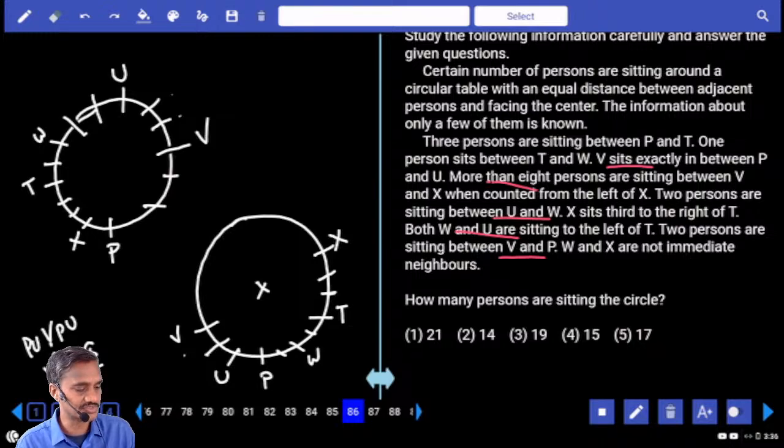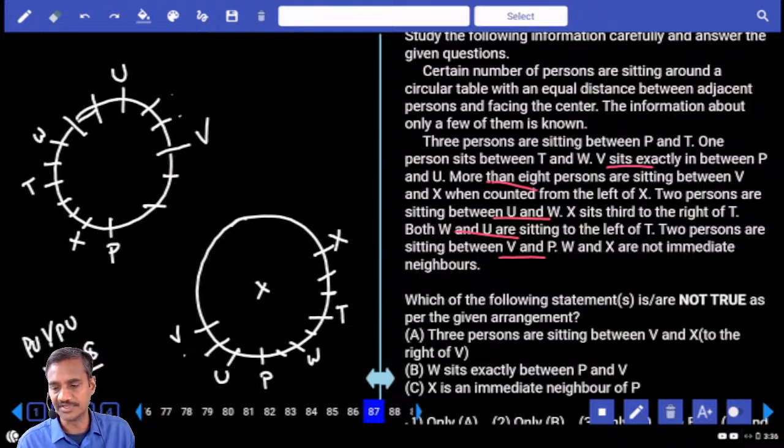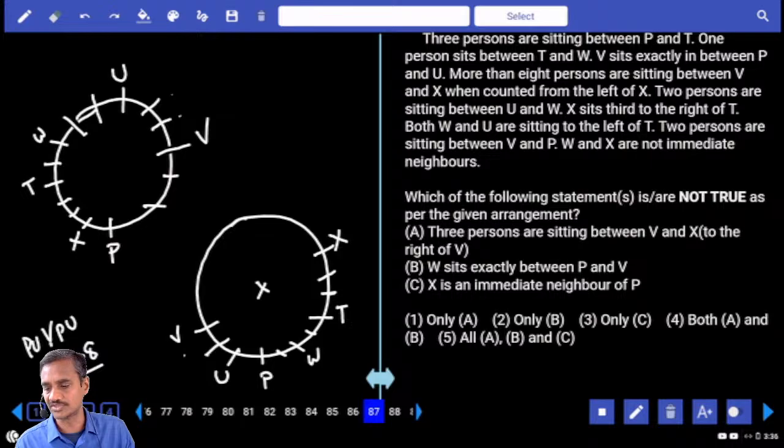Question 87: which of the following statements is not true, that is definitely false. 3 in between V and X. Now 3 persons in between V and X, that is true. And to the right of V, that is false. And W sits exactly between P and V. Now W is exactly between P and V.